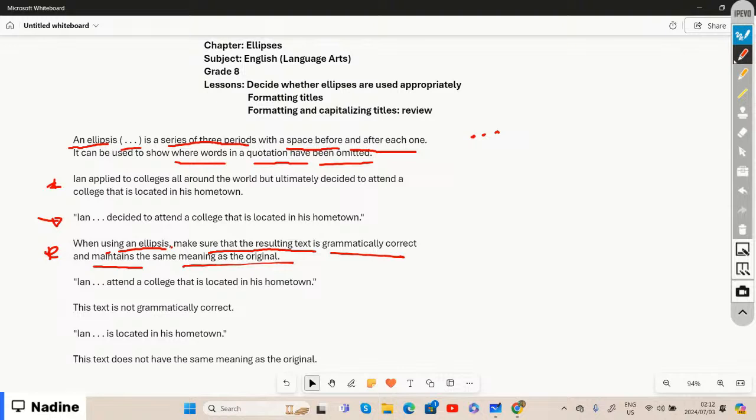However, the whole context is still the same, right? What is important is that Ian had decided to attend the college that is located in his hometown. That is without even stating that he had applied to different colleges all around the world. What's important is that he decided to attend a college that is located in his hometown. The sentence is still grammatically correct, and it still maintains the meaning of the original sentence.